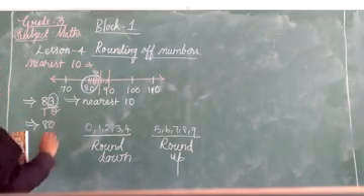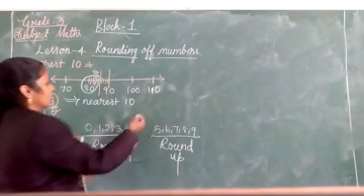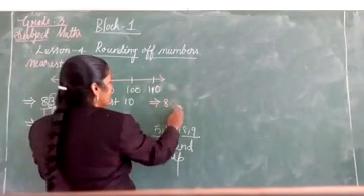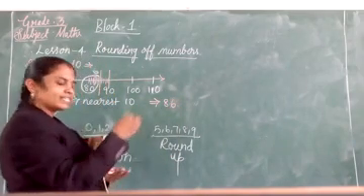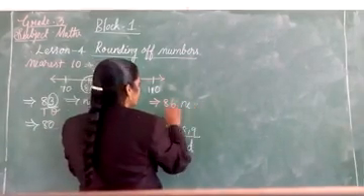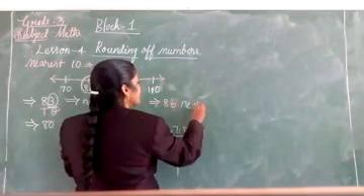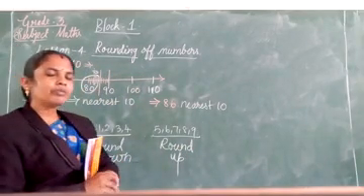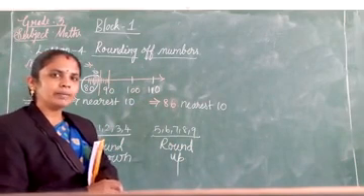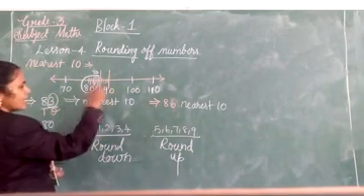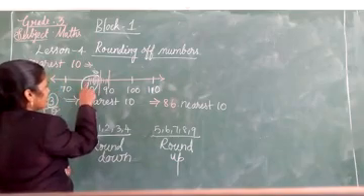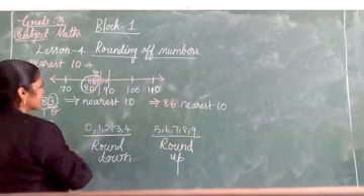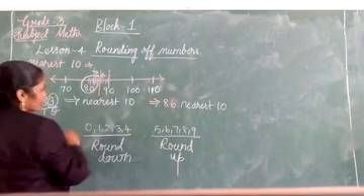In this number line, shall we see one more example? Round off the number 86 to the nearest 10. Now, can you tell me what will be the answer? So, in this number line, where is that 86? 80, 81, 82, 83, 84, 85, 86. 86 is here.